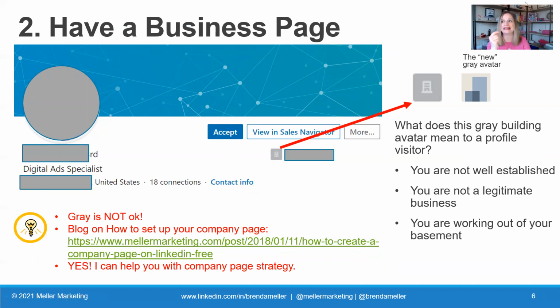Did you know that? Because they are, right? And they are either thinking, well, they're not that well established, because they don't have a company page yet, or not a legitimate business, it doesn't really exist, or you're working out of your basement. Now, any or all of those things may be true. You're just getting started, but let's not have it appear that way. Set up a company page because, guys, gray is not okay. Gray is sending this question mark to your ideal target audience, and it could be having them click off of your profile. We want to keep them on your profile and create legitimacy for you and for your business.